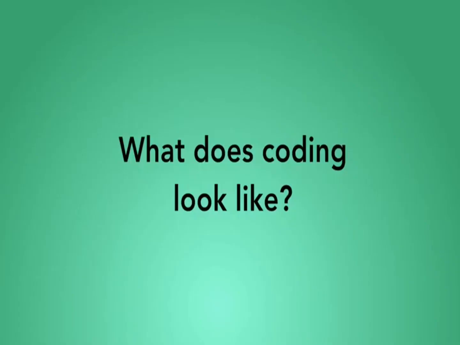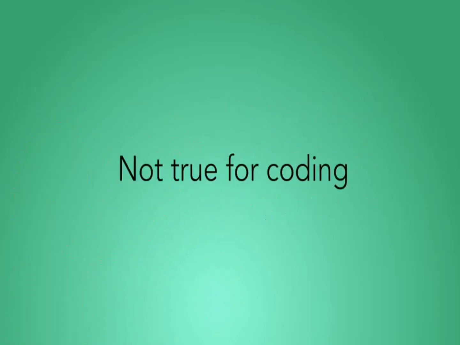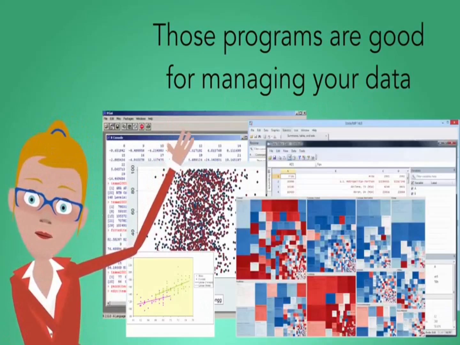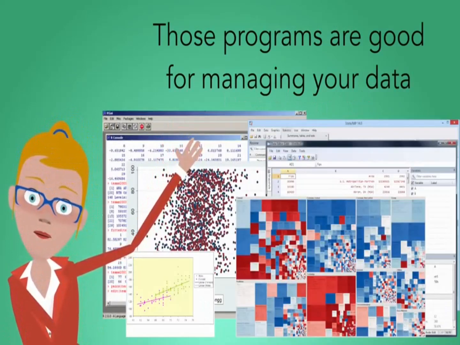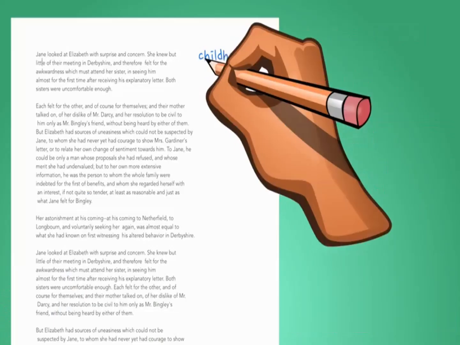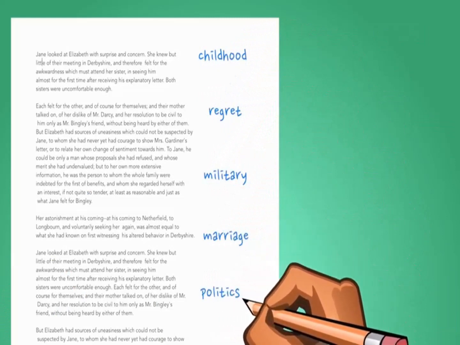What does coding look like? Often people think that they need sophisticated software to do coding. And in fact, this is not true. Often sophisticated software is an advanced way of helping you manage your qualitative data, but you can very well code by hand. You can print things out and code by hand and do it the old-fashioned way.